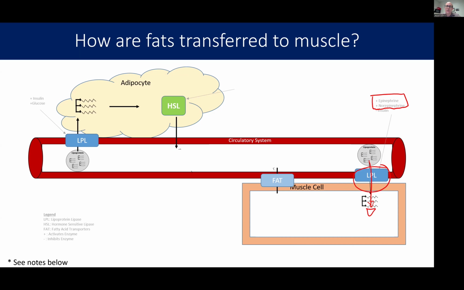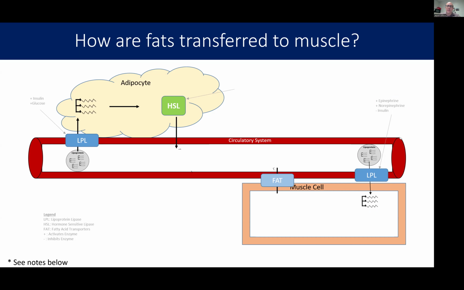Now notice that it's inhibited by insulin. So when you're in rest and digest mode, like after having eaten or relaxing and you have high levels of insulin, you're not going to be able to take up the triglycerides into the skeletal muscle very much because insulin inhibits that enzyme. So during exercise, when you have a sympathetic response, this will be upregulated a bit so that you can get triglycerides in that way.